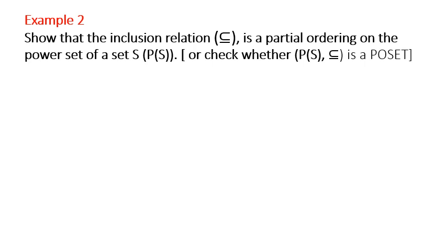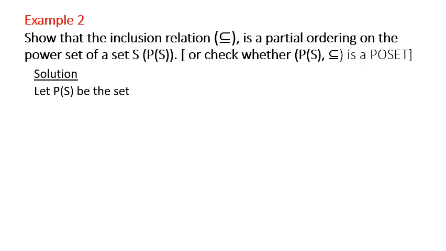So we need to prove that P of S, the power set, is the given set there, and inclusion is the relation. So whether it is a poset, that means whether inclusion has the properties reflexivity, antisymmetry and transitivity. So let us see the solution.